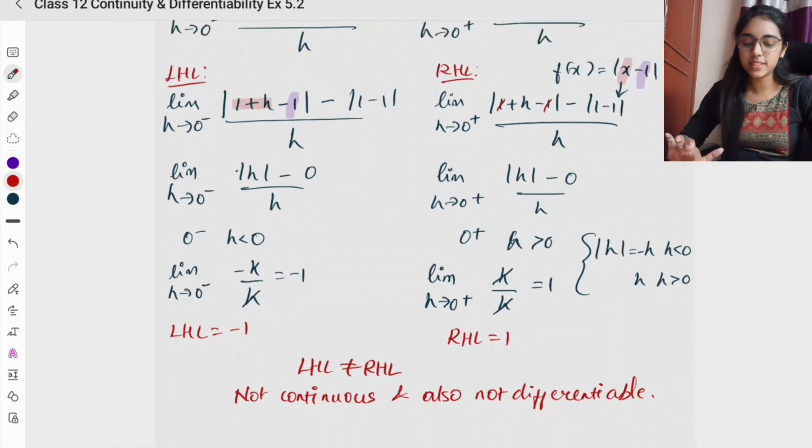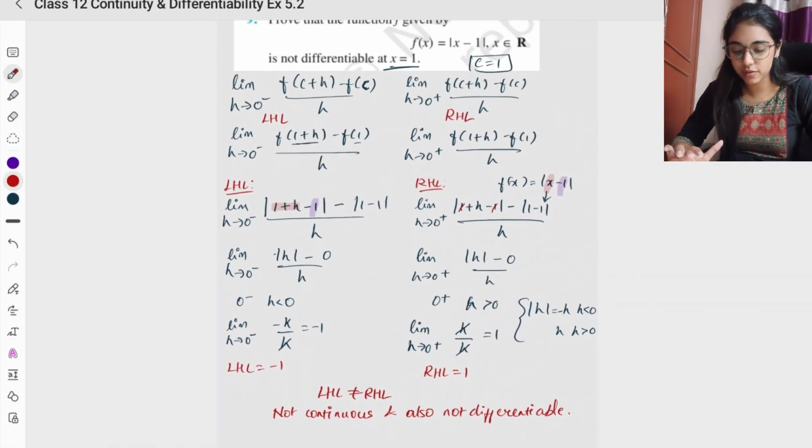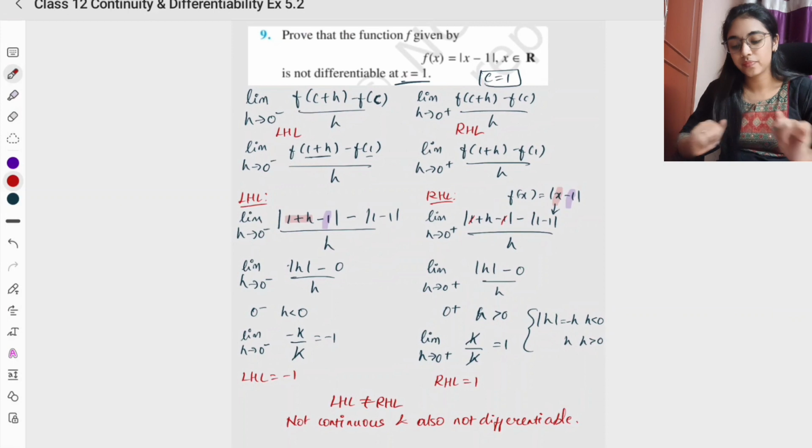If it is continuous, it is differentiable. If it is not continuous, it is not differentiable. Okay. Please copy or take a screenshot.